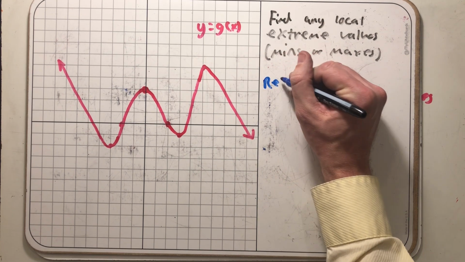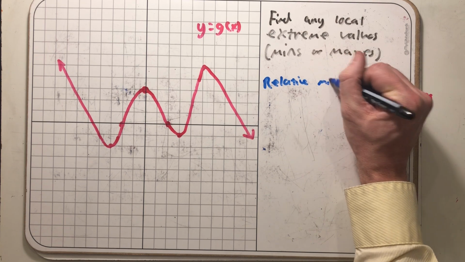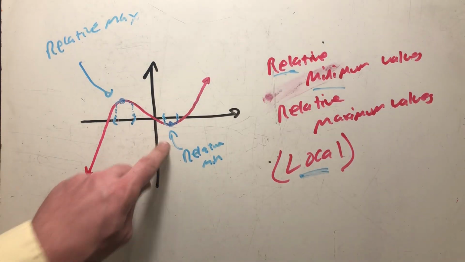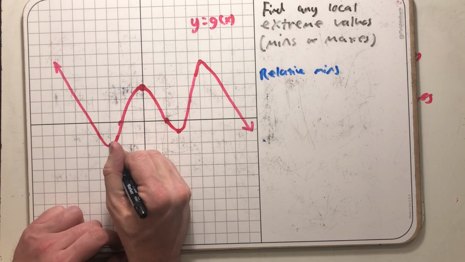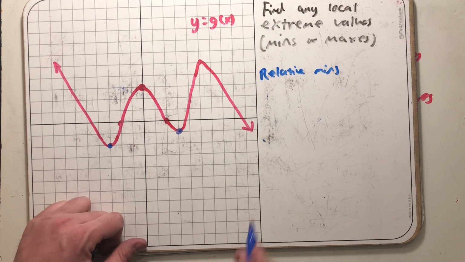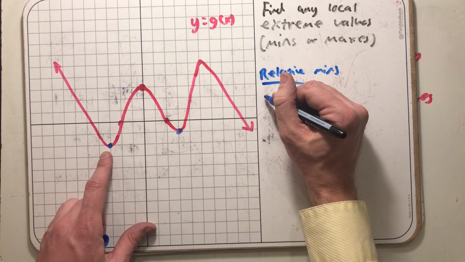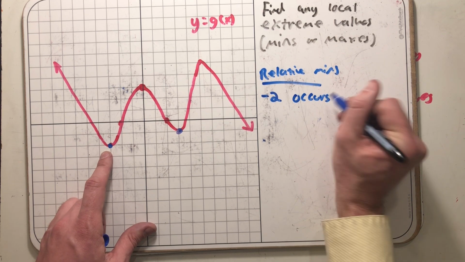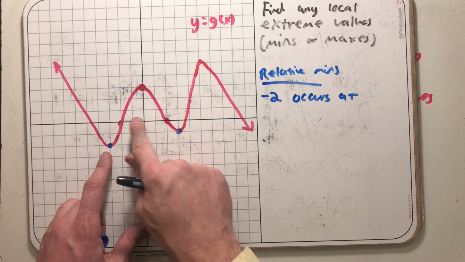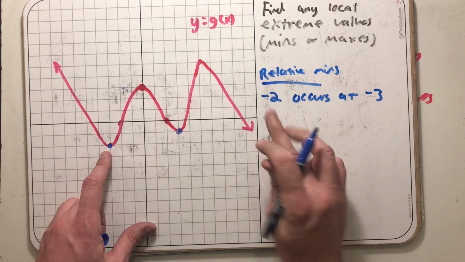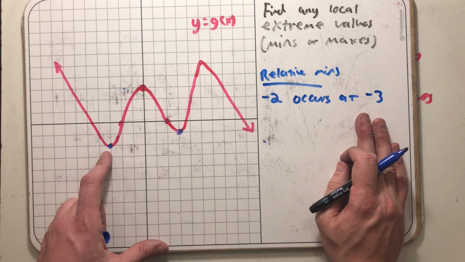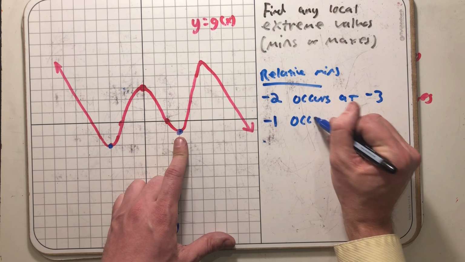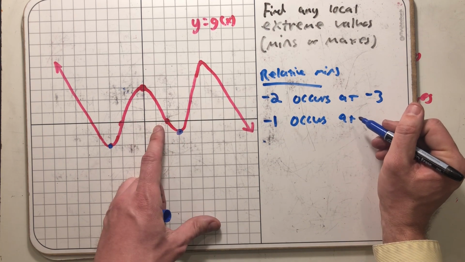Well, let's see if we can find the relative mins. All right, well, I'm looking for anywhere that looks like a little valley bottom, a low point in the graph. Well, I see two of them. And I need to remember the relative min itself is the y value. So the relative min of minus 2 occurs at x value, 1, 2, 3, minus 3. So the relative min of minus 2 occurs at minus 3. Over here I have relative min of minus 1, and it occurs at 3.